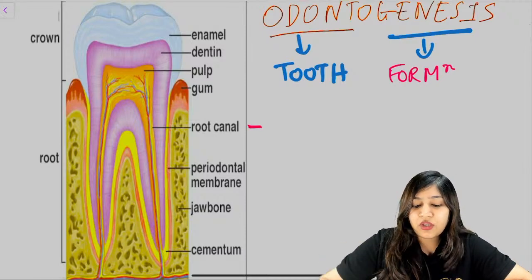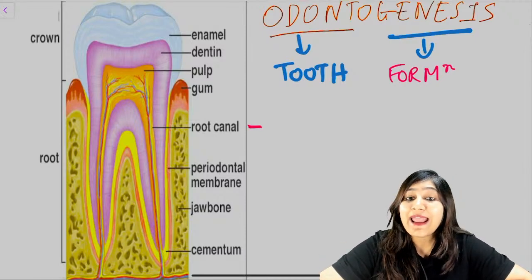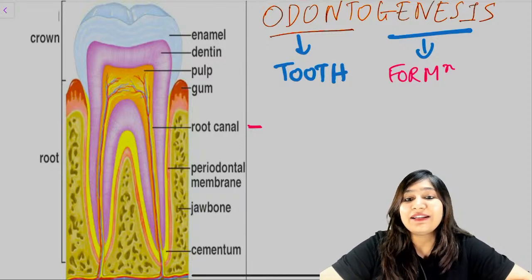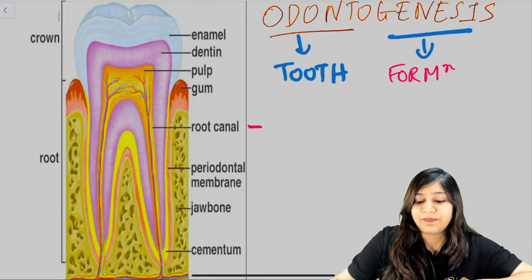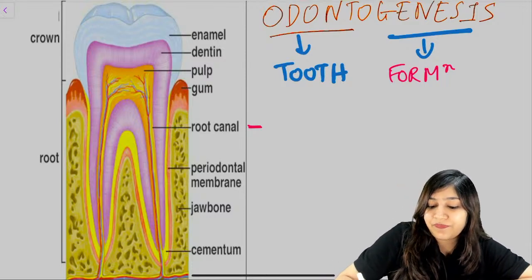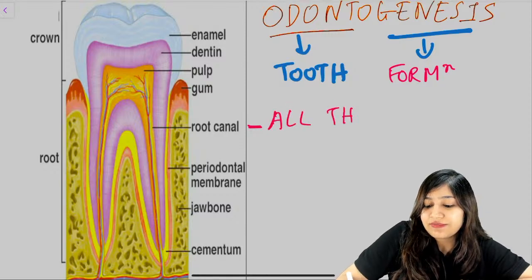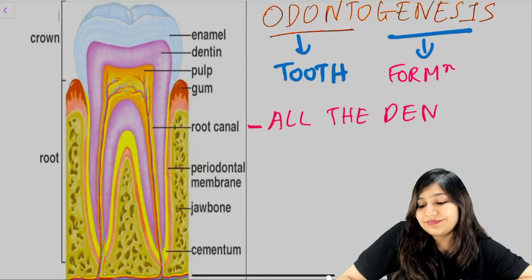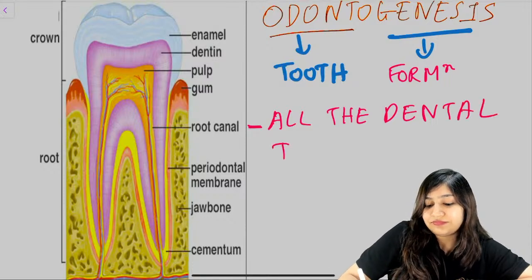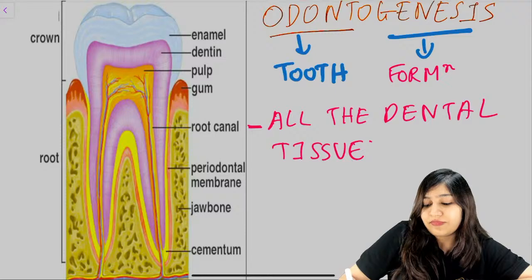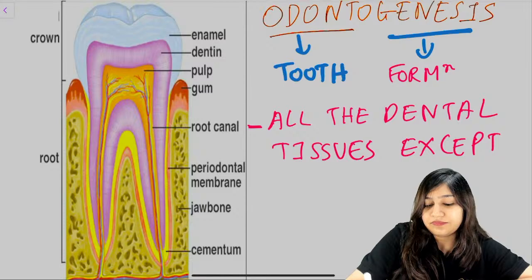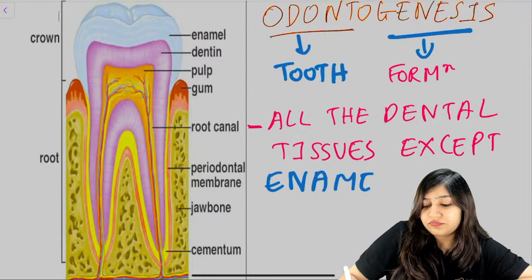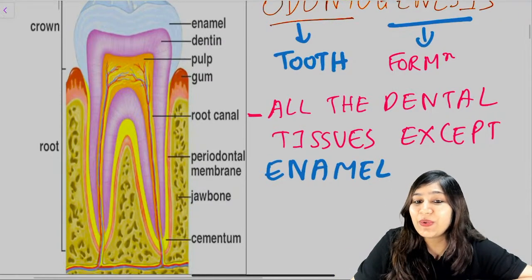So, all the dental tissues except enamel are derived from neural crest cells. Please remember this. This is an important MCQ question. All the dental tissues except enamel are derived from what? Neural crest cells.